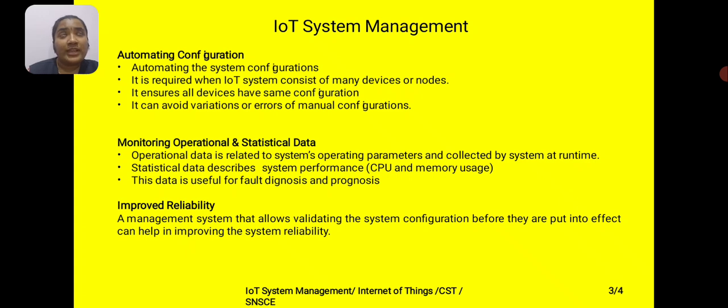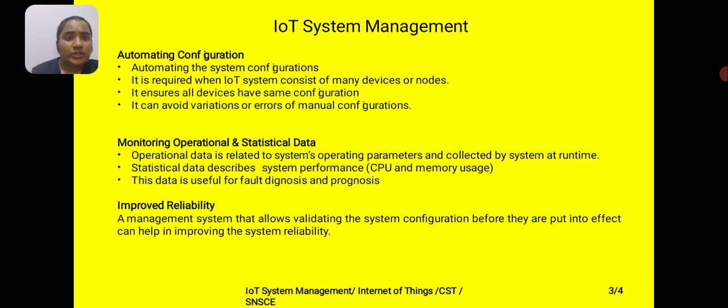Third, they have the same configuration. If there are two devices or two nodes, they must have the same configuration. Fourth point is it can avoid variance or errors of manual configuration. Compared to automatic configuration, manual configuration is error-prone, and automatic configuration avoids the errors. Next, the second topic is monitoring operational statistical data.